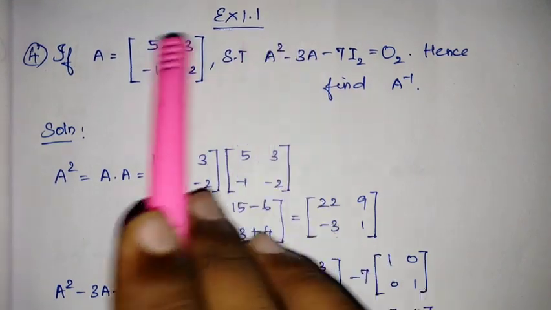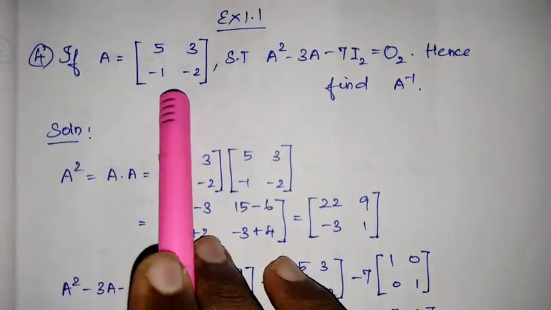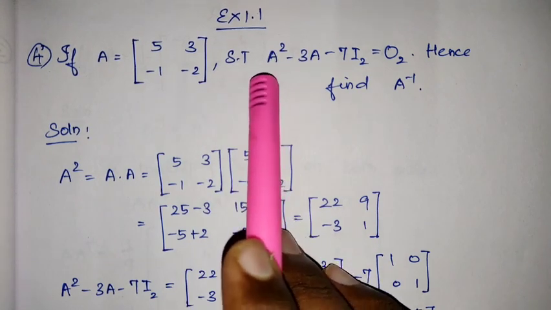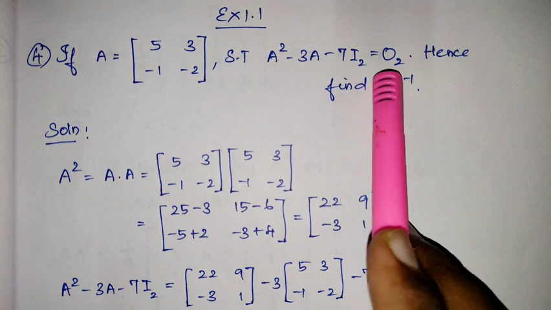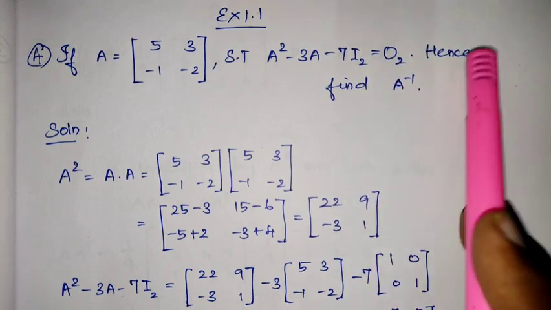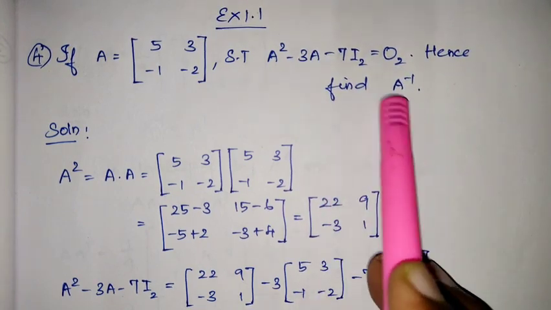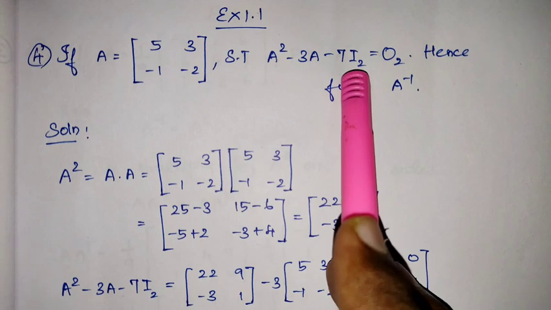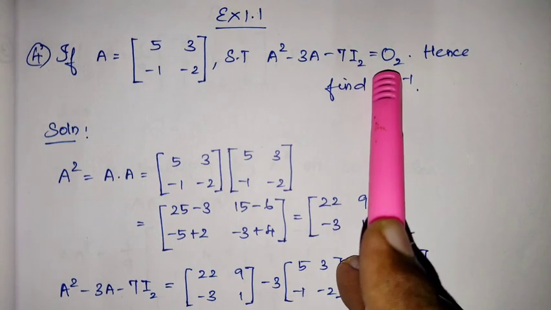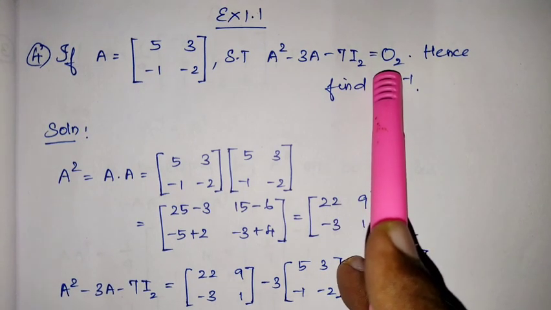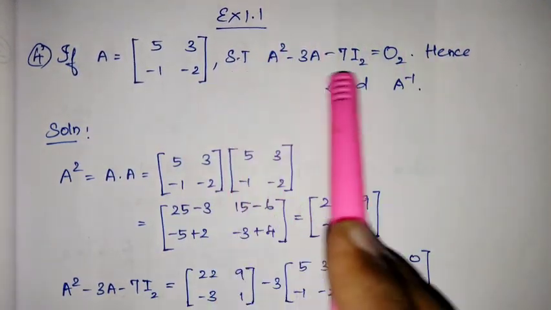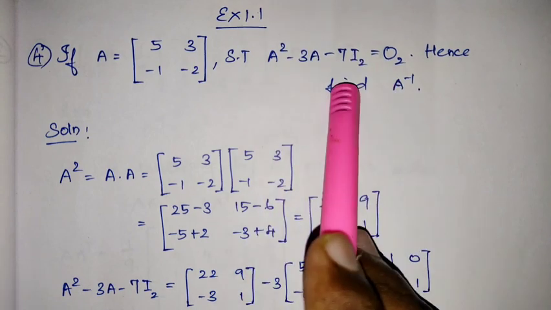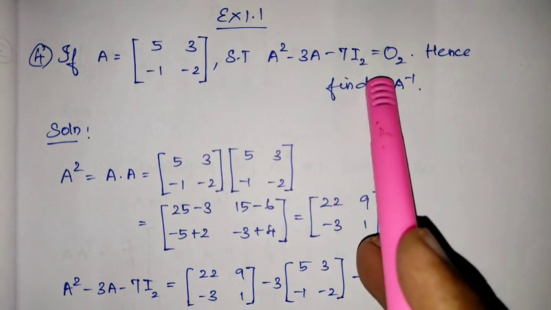Exercise 1.1, sum number 4. If A is a 2 by 2 matrix, show that A square minus 3A minus 7 into I2 is equal to O2. Hence find A inverse. So this I2 is what? It's a unit matrix. O2 is a 0 matrix. Okay, fine. Now a 2 by 2 matrix is given. This particular part we already learned. We have done it in 10th standard and also in 11th standard. But still I will go with that.